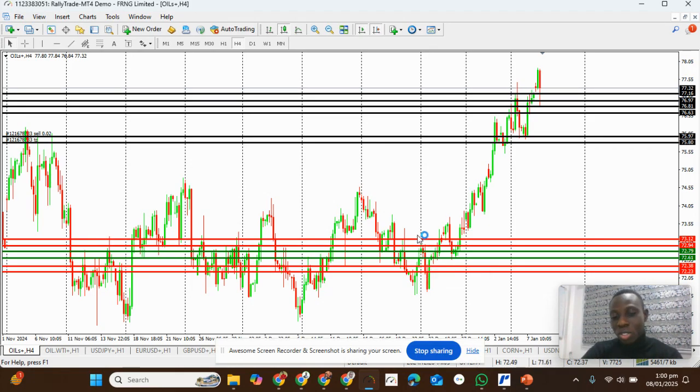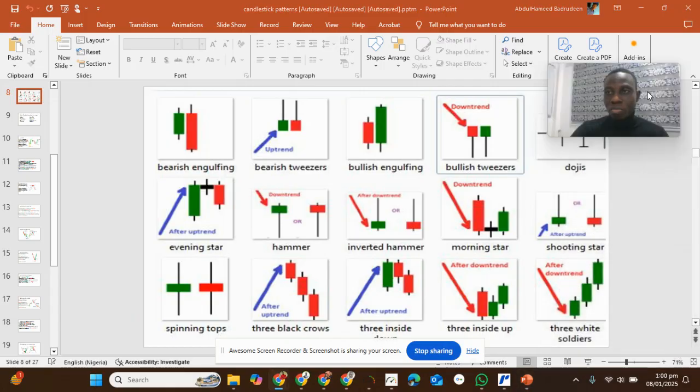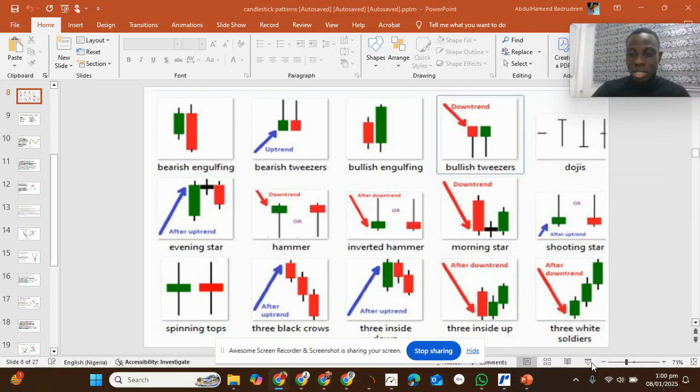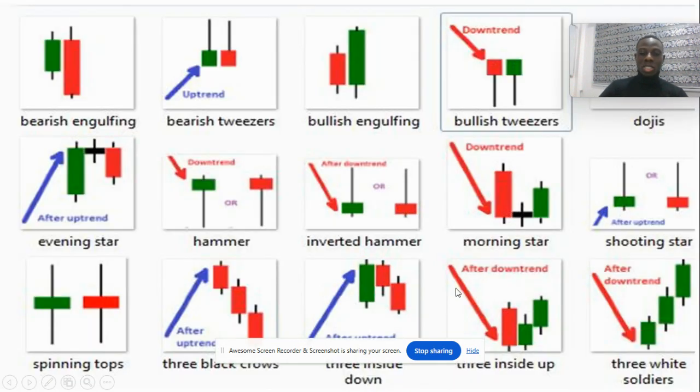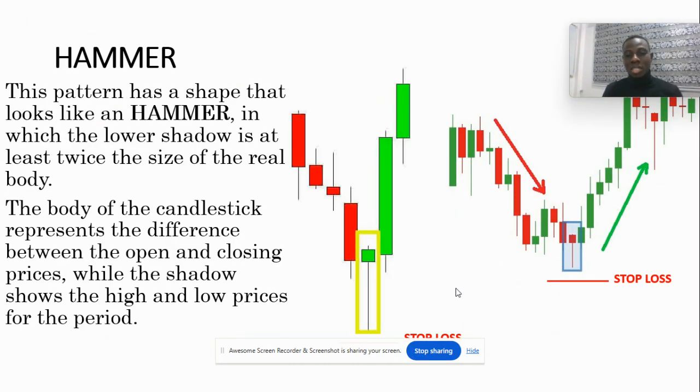I would quickly want to share some features with us, just like I promised about my video on candlestick, which is the Hammer. We'll quickly be looking at how the Hammer candlestick works in trading. But before I do that, I will just quickly share my slide. Then let's quickly dive into what a hammer is all about. What's a hammer, typically speaking? A hammer is just a candlestick pattern that has the shape of a hammer.